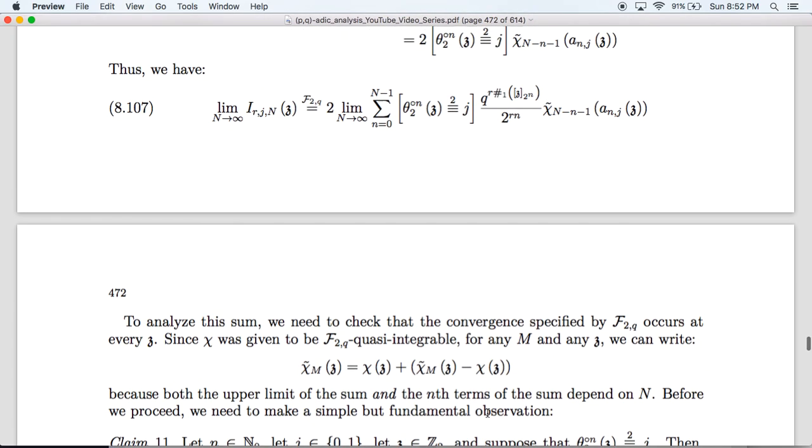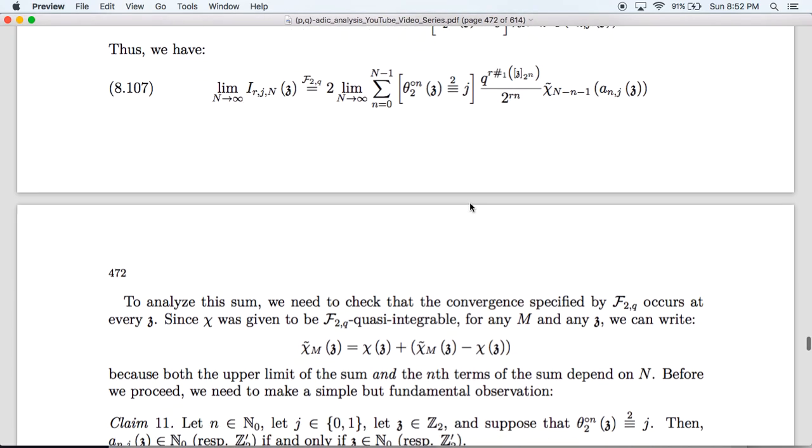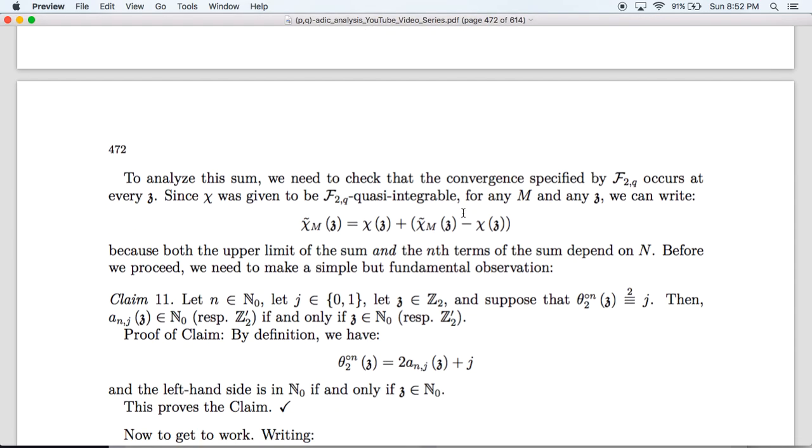Now, before we go any further, we need to make an important observation, which is quite simple, but very important. A_{n,j} of z will have infinitely many ones digits if and only if z has infinitely many ones digits.